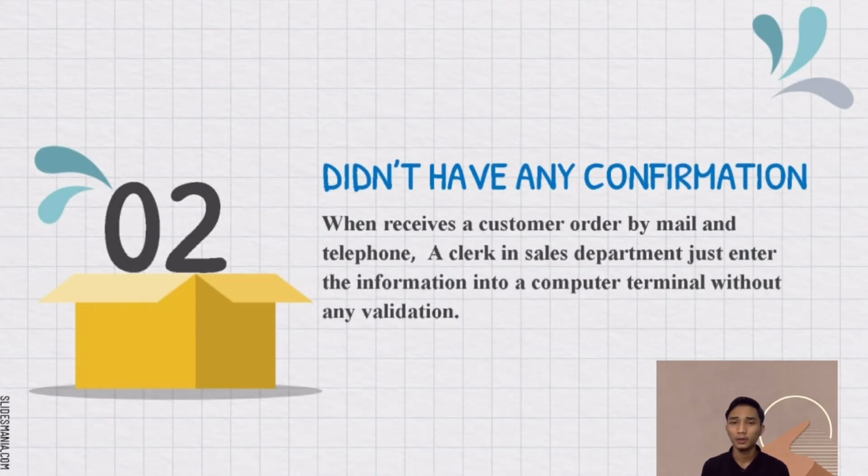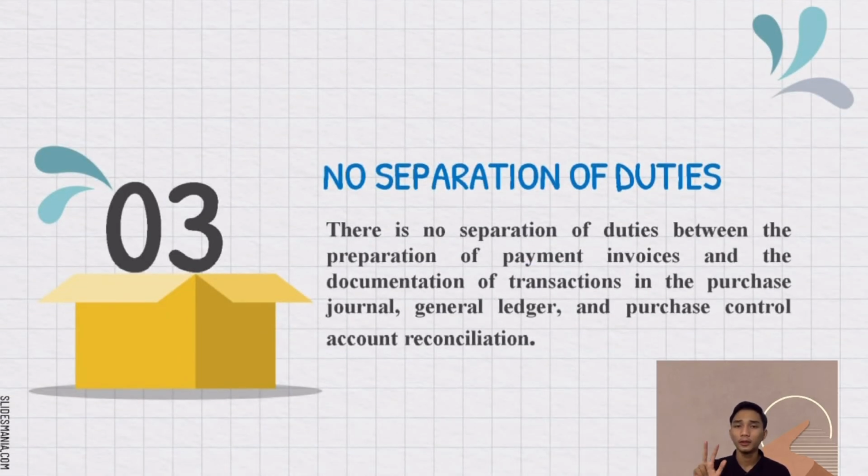New customer orders do not need any kind of confirmation, resulting in many large shipments being sent but never paid for. In SSU, when receiving a customer order by mail or telephone, a clerk in the sales department just enters the information into the computer terminal without any validation. Alright, now we move to the third point.